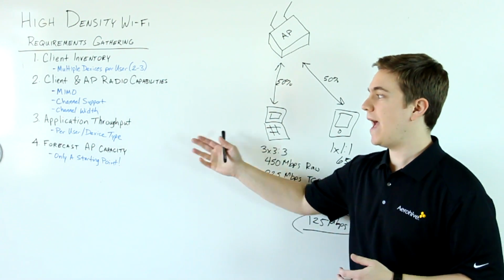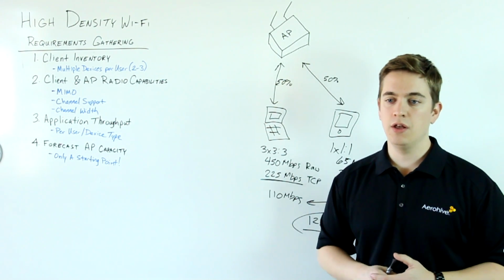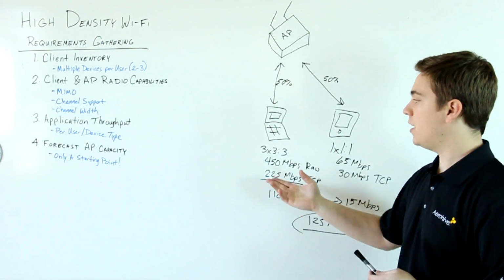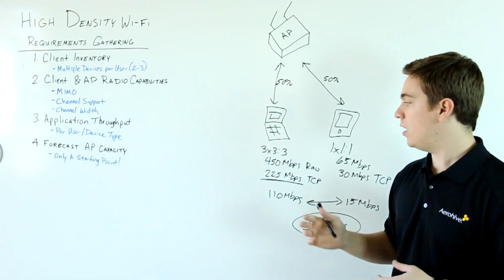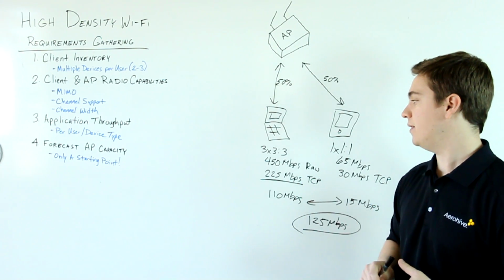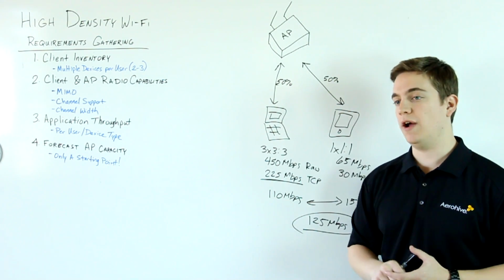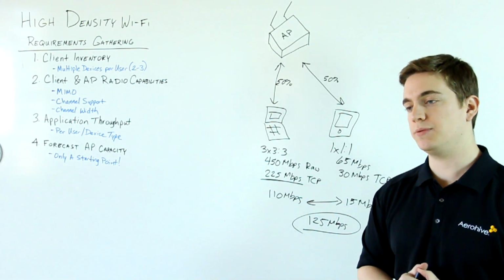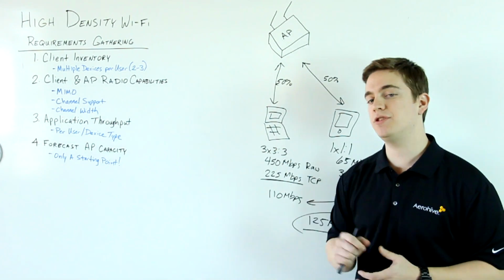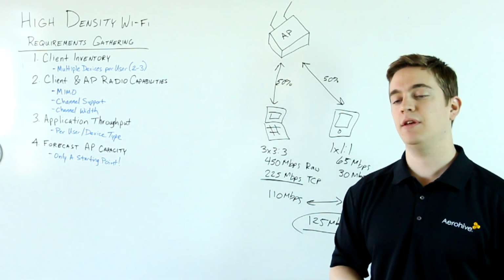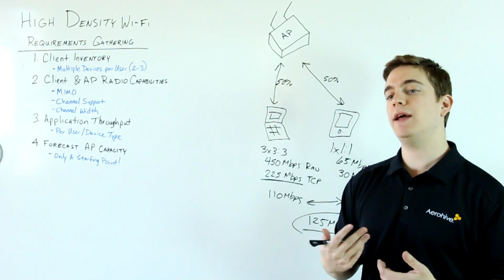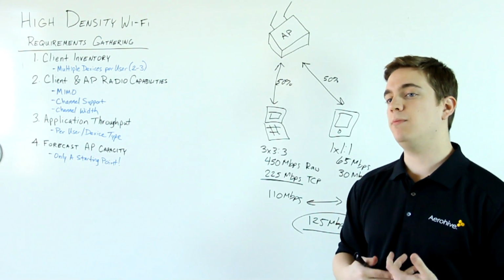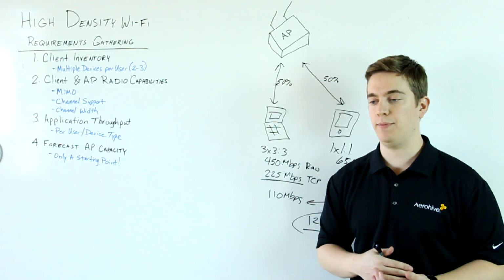Third, we need to understand application throughput. So once we have, let's say, the raw specifications for a client device like 3x3 MIMO and a raw data rate of 450 megabits per second with an actual data rate or actual throughput of 225 megabits per second, we need to understand what application the user is going to be using in this environment on that device. Because if a user is using a high bandwidth application, they're going to be using more airtime than if they're using a low bandwidth application.